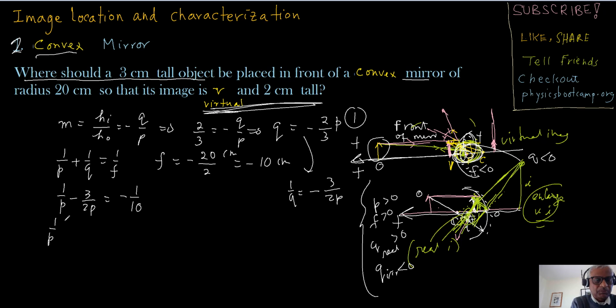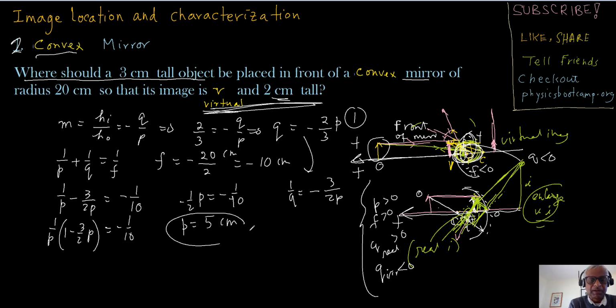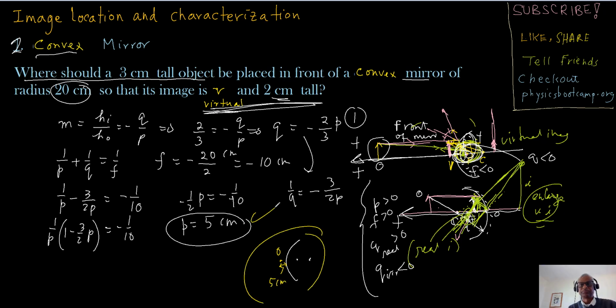I need to solve for p. So 1 over p plus 1 over q is 1 over p minus 3 over 2p equals minus 1 over 10. And then minus 1 over 2p equals minus 1 over 10. So p equals 5. All the units are centimeters. So in this case, if this is 20, this is 10, so the object is very close. So that's where the object is, 5 centimeter. So that's the answer.